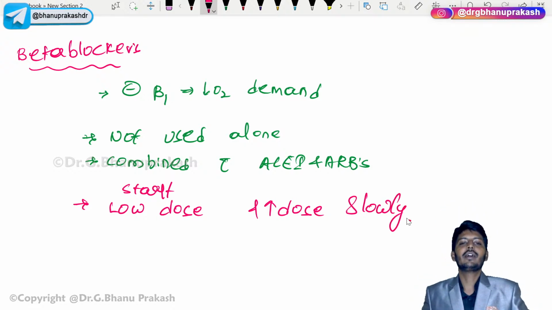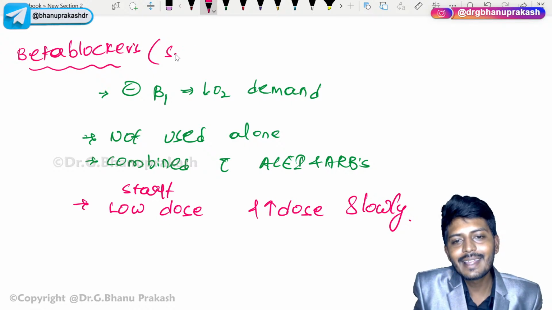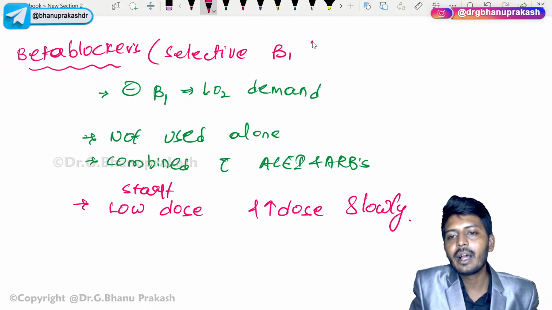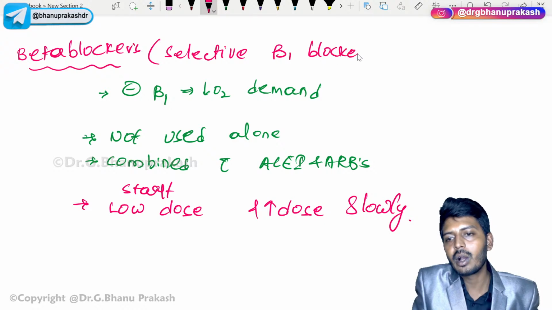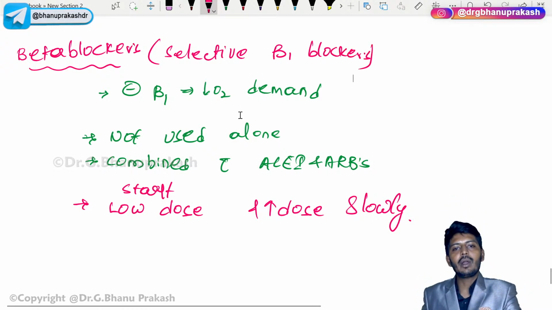Okay, so this is the story of your beta blockers. Which type of beta blockers are preferred? Preferred are selective beta 1 blockers. Selective which blockers? Beta 1 blockers. Clear? So beta blockers are used.